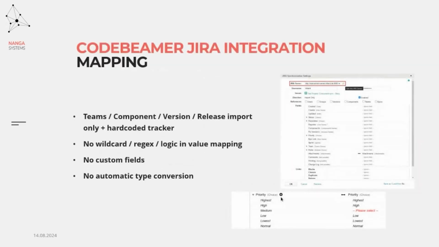Then the mapping for the built-in solution: you can just map a Teams component version release, and it's more or less hard-coded. Then you cannot define wildcard, regex or other logic in your value mappings, so it's a very simple mapping. No custom fields. It's not completely true. You can set some custom fields on the Jira side, but the configuration is not so easy to do. And there is no automatic type conversion.